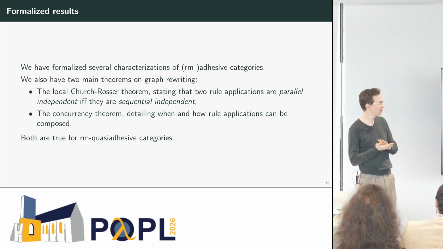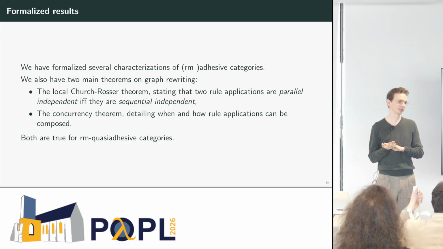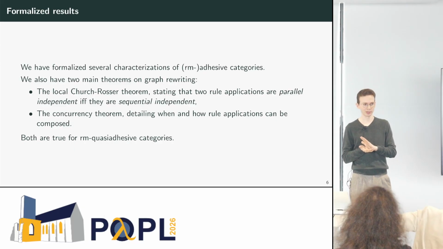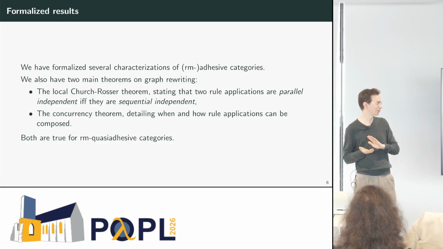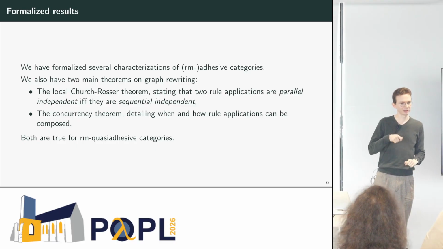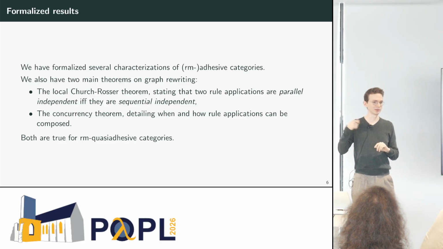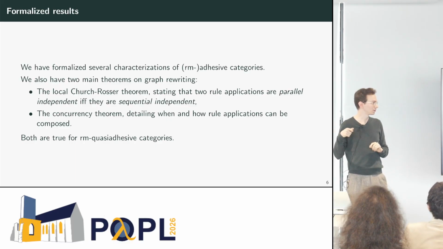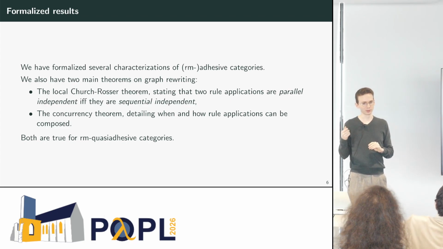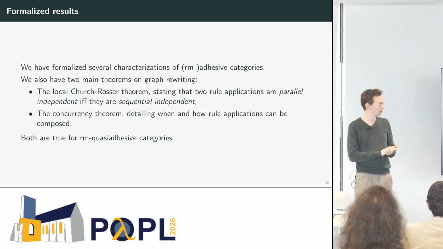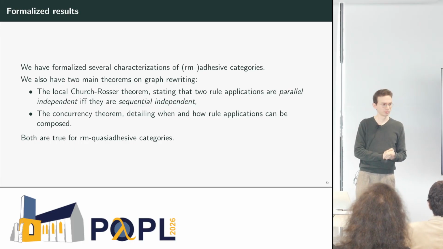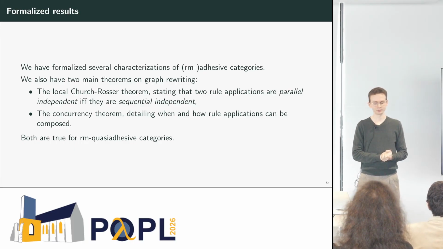The idea of parallel independence is that the two rules are applied to the same graph, but they do not interfere with each other. And sequential independence, well, you apply first the first rule, then the second rule, but the application of the first rule does not interfere with the application of the second one. This is the idea, and so this theorem says that the two notions are equivalent.